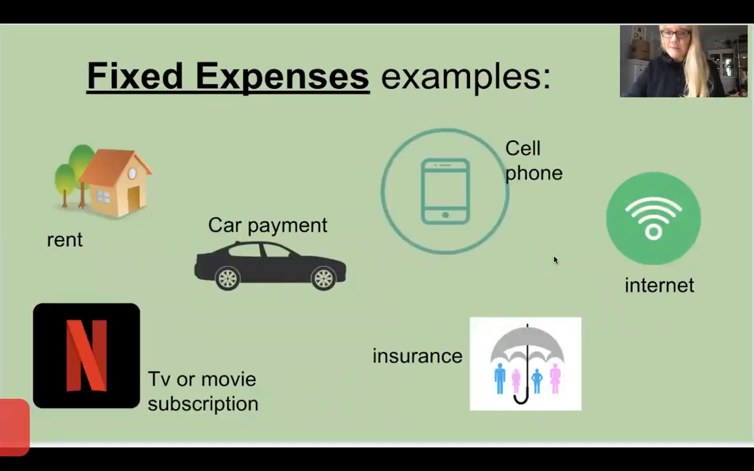Fixed expenses examples. Rent. Okay, that amount doesn't generally change unless you move, and maybe you'll have a new amount, but that amount would stay the same generally for as long as you stay in that house or that apartment. Your car payment generally stays the same. Your cell phone bill generally stays the same. Your internet payment, insurance, Netflix or Apple TV or Amazon Prime, those are all fixed expenses that you pay. These are either once a month, once a week, but you pay the same amount at a regular time.